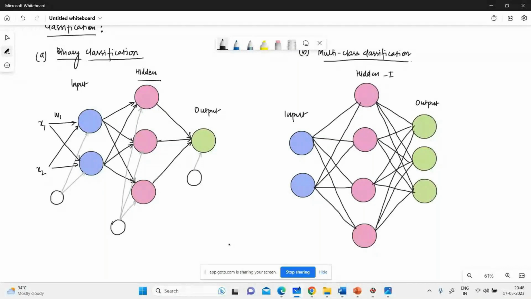W11, W12, W21, W22, W31, W32, W33, W41, W42, W43, W51, W52, W53.